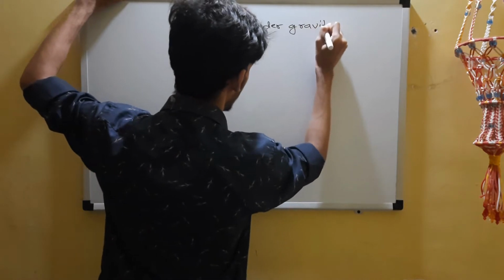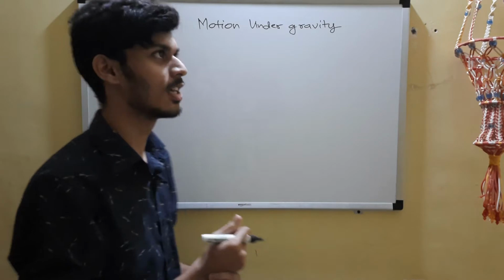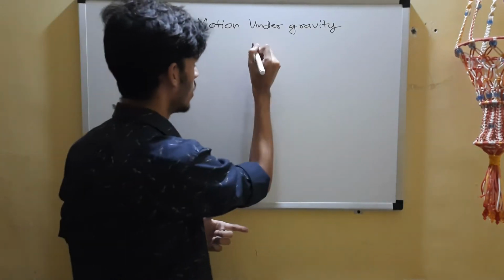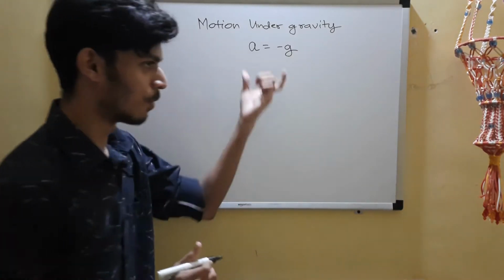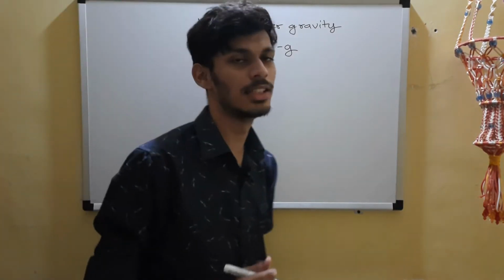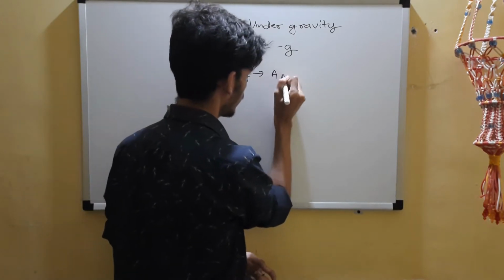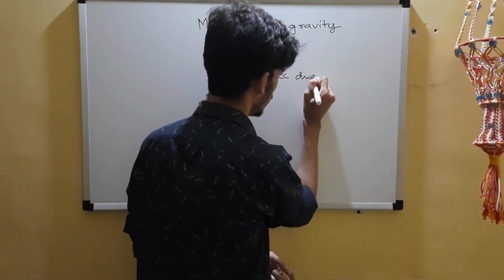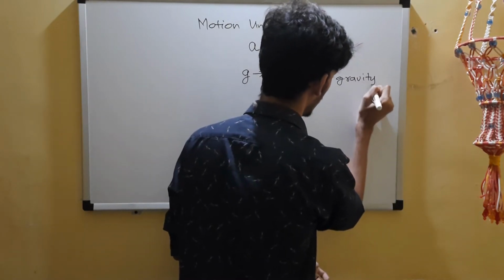As I said, it is not a new topic. It is a special case of uniformly accelerated motion. In this case, the acceleration will be minus g. You know what this g is? This g is acceleration due to gravity. You'll know it from your lower classes. You'll also know its value.